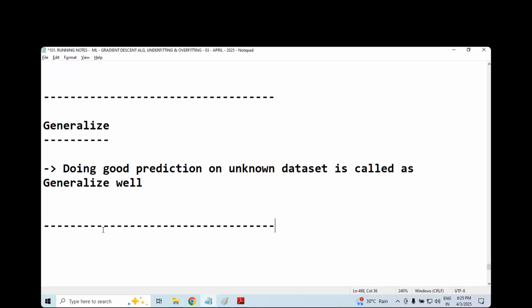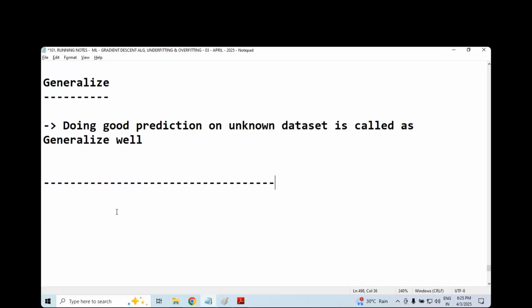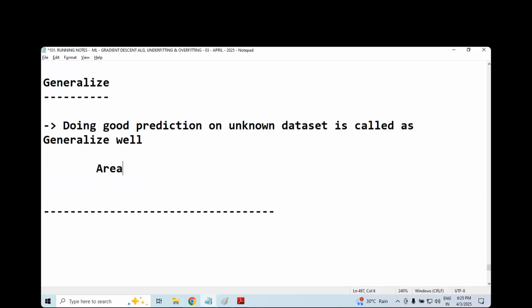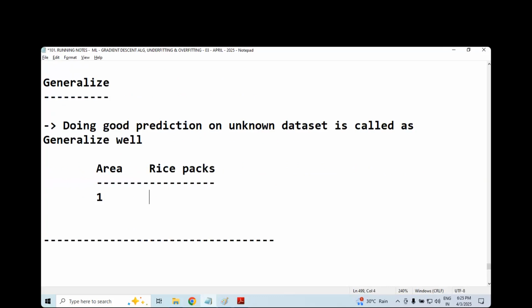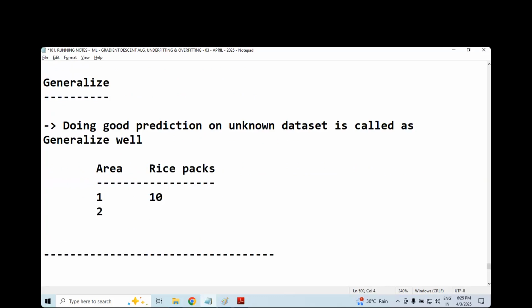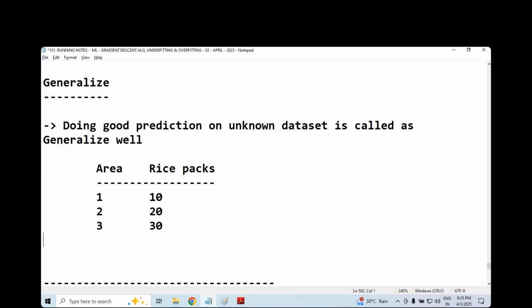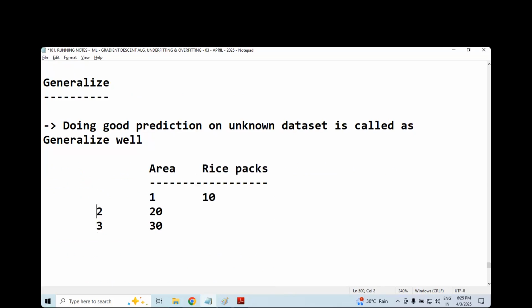Please understand the story. First understand the point here. Let's take area and rice packs: 110, 220, 330. Sir, 110, 220, 330 is known data, well-known data. What data? Well-known actually. I mean to say, this one is called well-known.